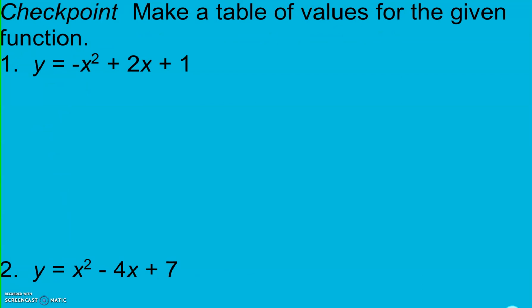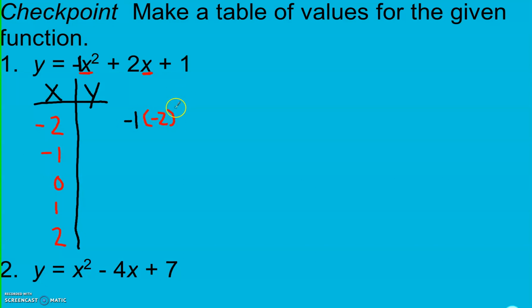We're going to make a table of values for the given function. So my table of values, I'm going to input x values to find y values. And again, the x values I'm going to use to start with are -2, -1, 0, 1, and 2. I plug those into the x's in my equation. So here, remember, if there's not a number in front of our variable, that coefficient is a 1. So here it's like I have -1 times x, which is -2, squared, plus 2 times x, which again is -2, plus 1.